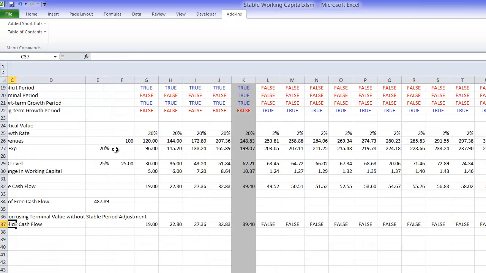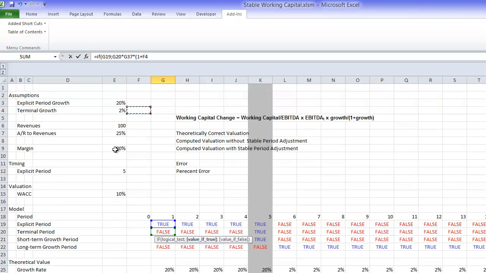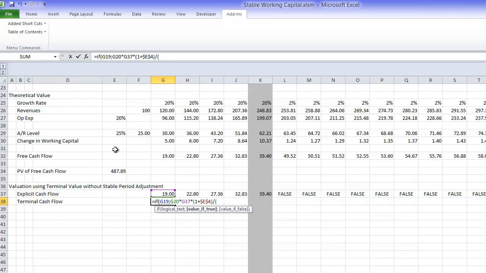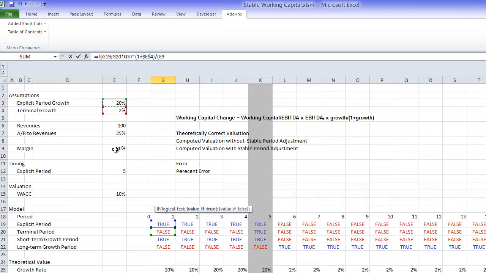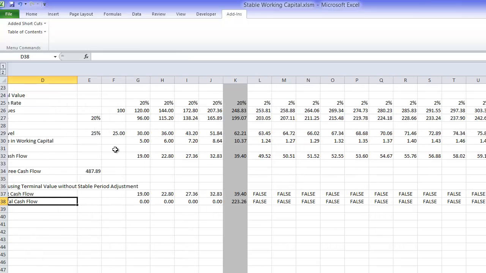Okay, and then we put our terminal cash flow, and this is a little bit tricky, not much. If it's the explicit period, not the terminal period, then we'll take the terminal period, multiply it by the cash flow times 1 plus the terminal growth rate, divided by the WACC minus the terminal growth rate. Okay, I hope that worked okay.